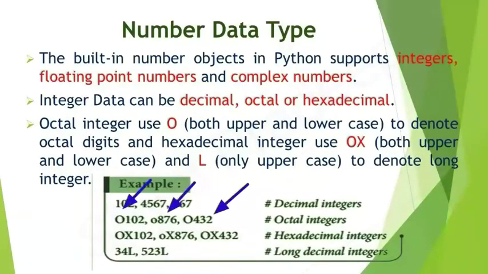Here, octal integers use capital O or small o to denote the octal digits. And hexadecimal integers use capital 0X or small 0x to denote hexadecimal integers. Long decimal integers use capital L to denote long decimal integers, not small letter l. Only use uppercase L. Decimal numbers are what? 102, 205, 563 and 462, etc. These numbers are decimal numbers. So these are the examples for integer data.